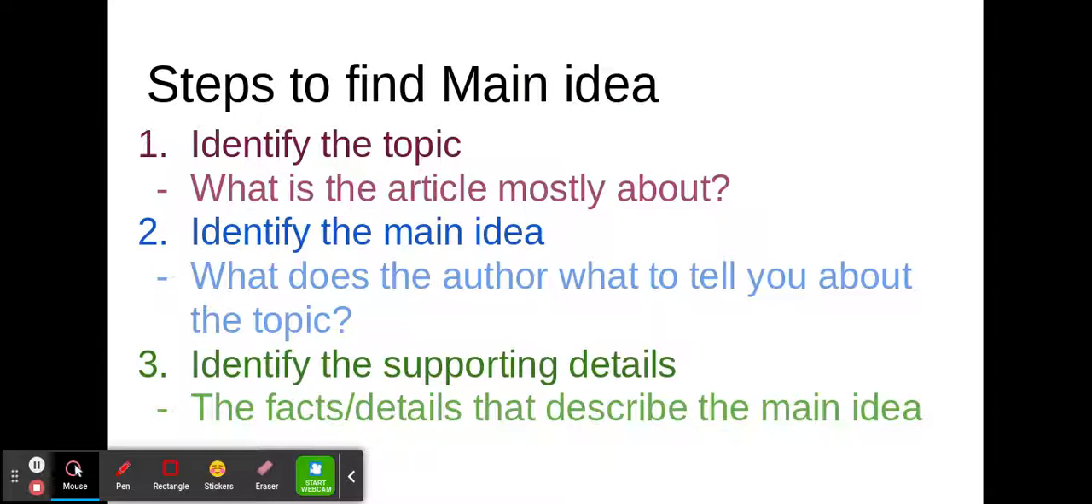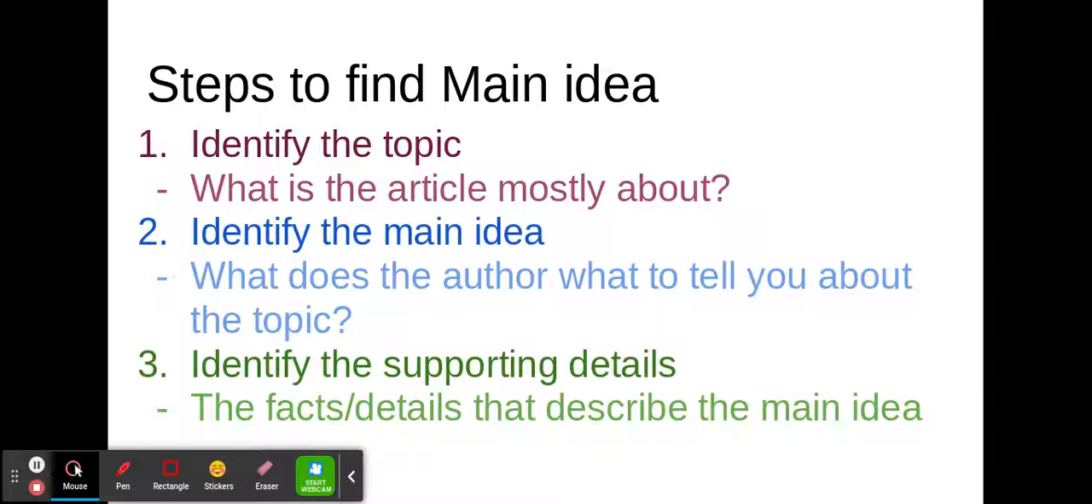So, like I just mentioned, those steps to finding the main idea: first thing you're going to want to do is identify the topic. When you're identifying the topic, you're going to ask yourself, what is this article mostly about? Once you've identified the topic, then you will be able to find the main idea. When you're finding the main idea, you will ask yourself, what does the author want me to know about this topic?